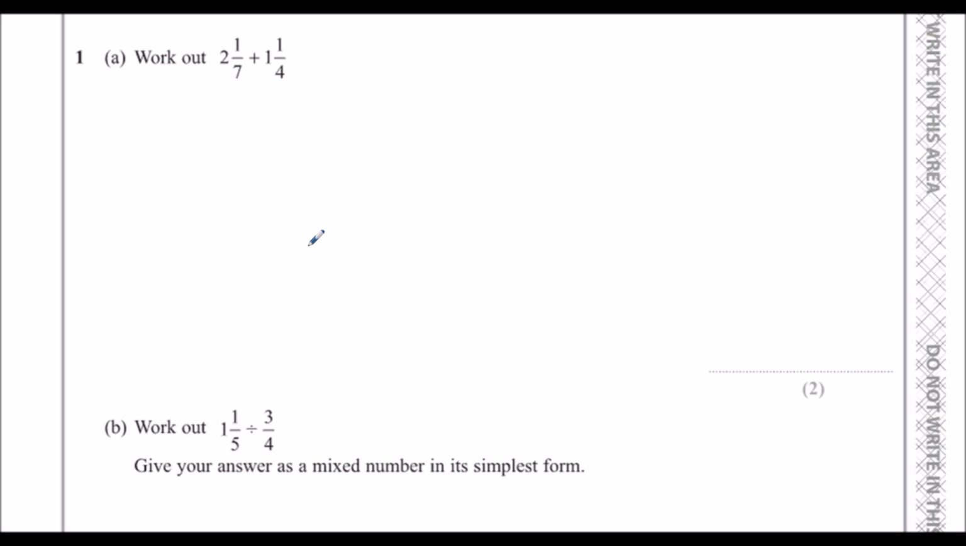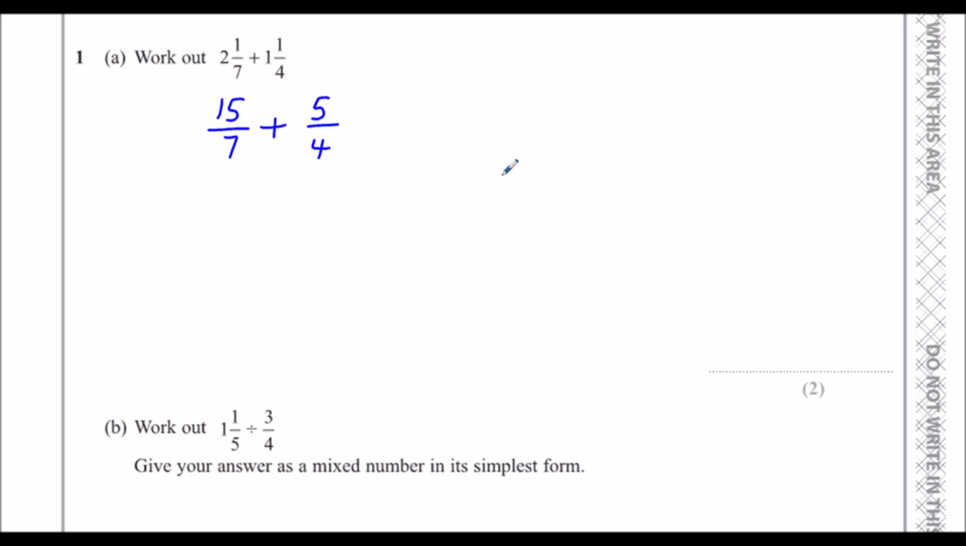So the first thing I'm going to do is make these top-heavy fractions. So I'm going to change 2 1/7 into sevenths. When I've got 2, I've got 2 lots of 7/7. So 2 7s is 14, and I've got 1/7, so that's 15/7. Every 7 makes a whole, so I've got 2 7s, which makes 14. That's 2 whole ones, and 1 more. And the same with 1 1/4. A whole one is 4 quarters, plus 1/4 is 5 quarters.